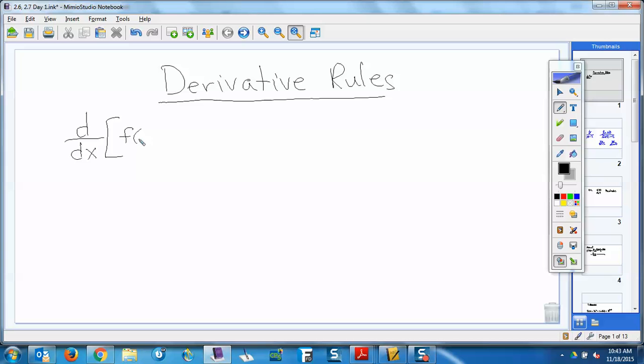If I'm going to do the derivative of f of x, some function, plus or minus some other function g of x, all that is saying right there is that if I want to do the derivative of f plus or minus g with respect to x, the rule is that I can just do the derivative of f plus or minus the derivative of g. That's called the sum rule for derivatives.